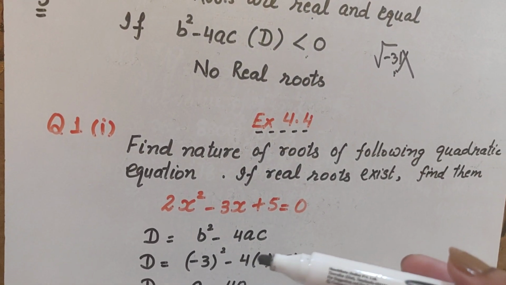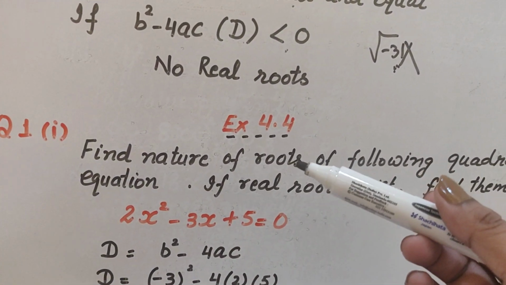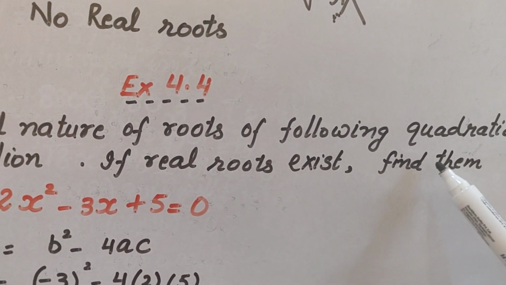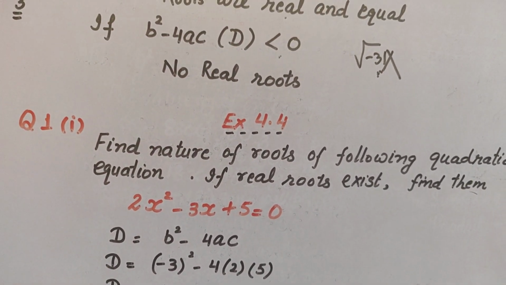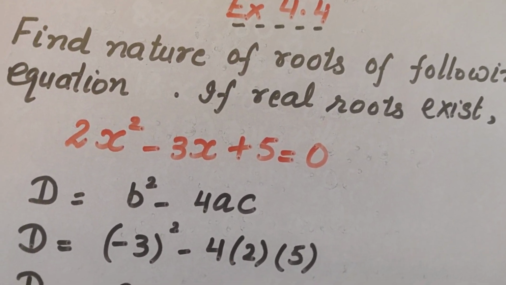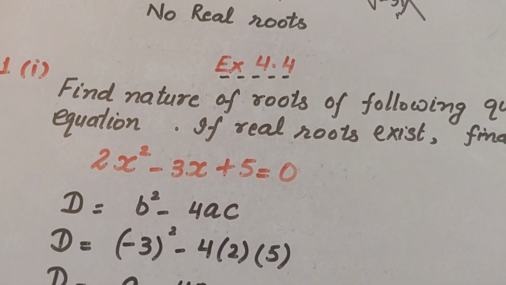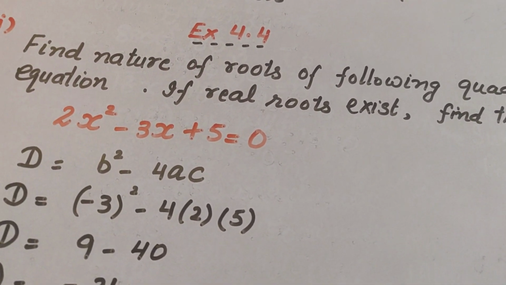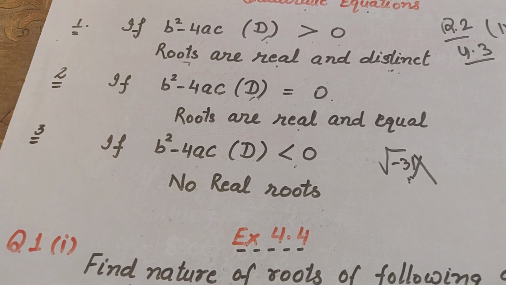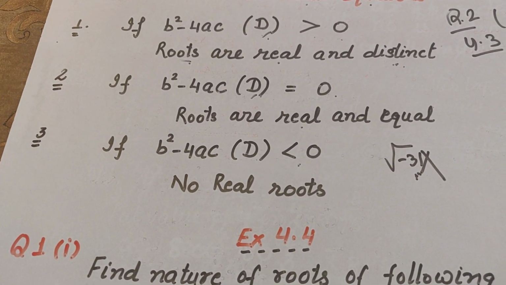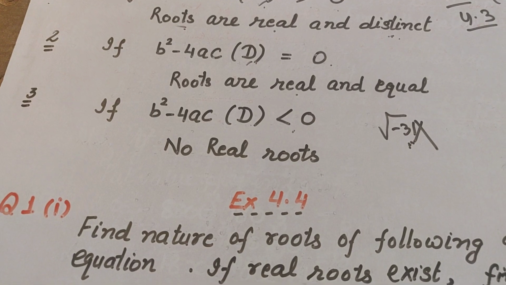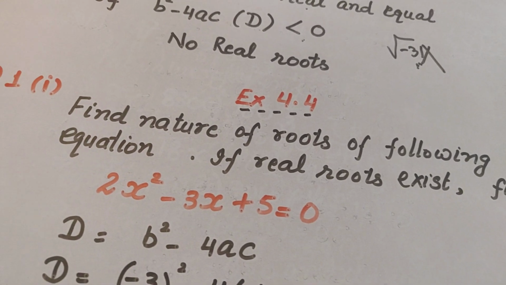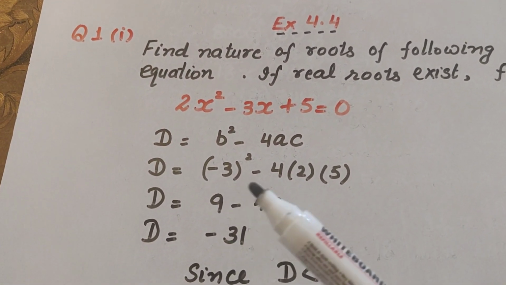Now children, I am going to explain the first part of question number 1 of exercise 4.4 to you. The question is, find nature of roots of following quadratic equation. This is the first part. And then they are saying if real roots exist, if there are real roots. Remember, real roots means D may be greater than 0 or D may be equal to 0. In both the cases, the roots are real. So if real roots exist, then find them. If there are no real roots, there is no need to find the roots. So this is the question.